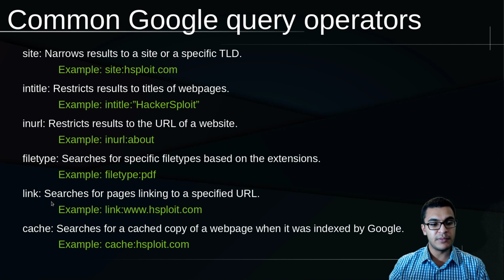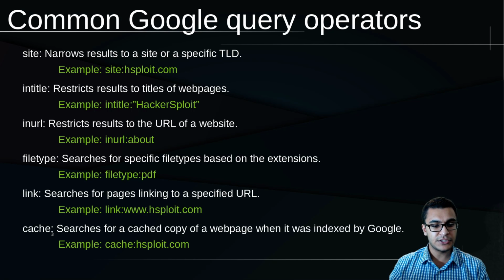The next one is going to be link. Again, very, very important. This will search for pages linking to a specified URL or top-level domain. For example, this will display web pages that all link to this particular domain or website, which is going to be HackerSploit.com. That's very useful to find relationships between domains and whether they may have shared information before.